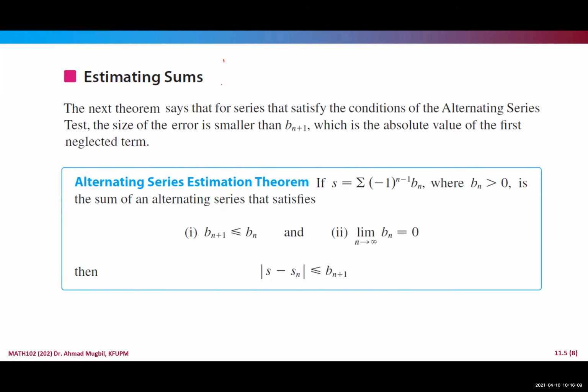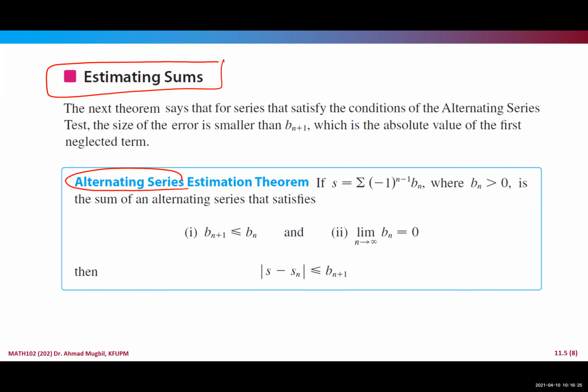Now let's come, shabab, to the most important part. Usually, as I told you, most of the questions will be about this part, estimating sums. As you know, shabab, if we have an alternating series, we can know if it is convergent or divergent, but we cannot find the sum. If it is convergent, we don't know what is the sum of this. So we can estimate the sum, or at least estimate the error in calculating the sum.